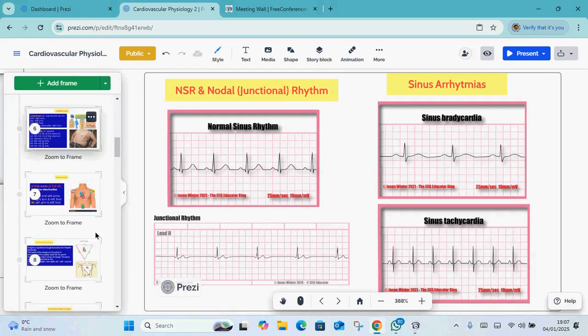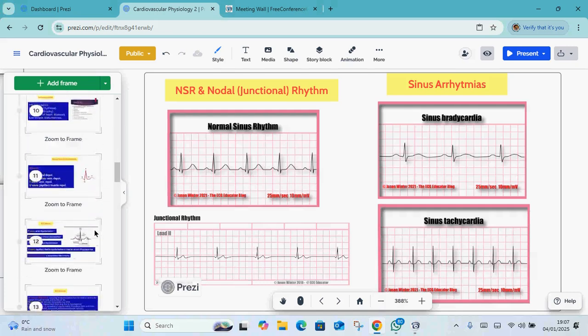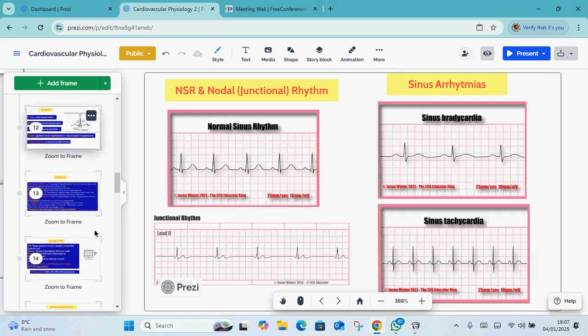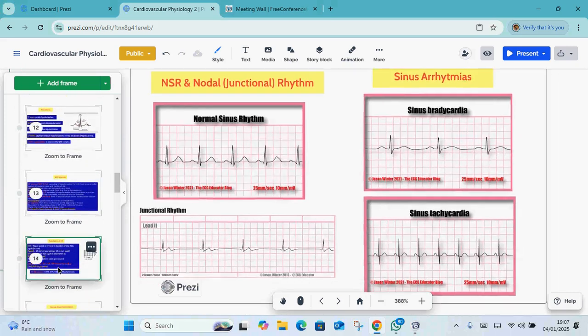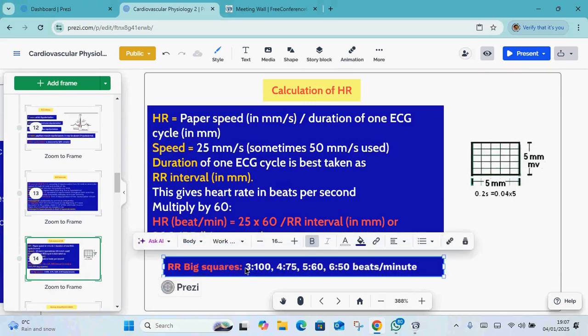If you have only 2 boxes, 150. So when you have less than 3 boxes, the heart rate is more than 100. More than 100 means it's tachycardia. Right or not? Yes.